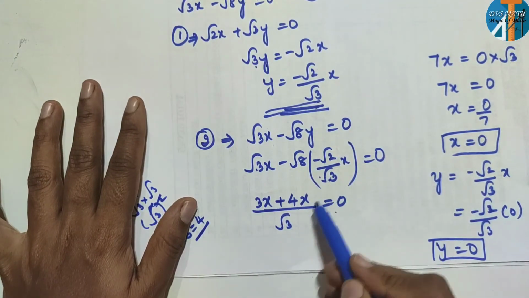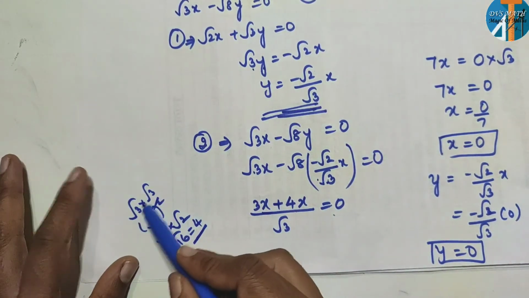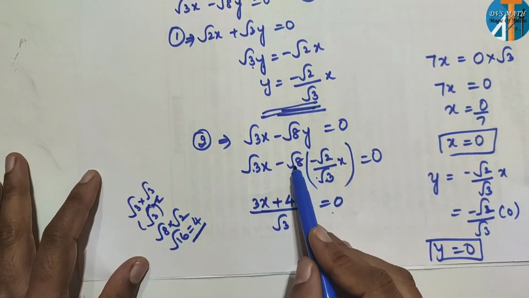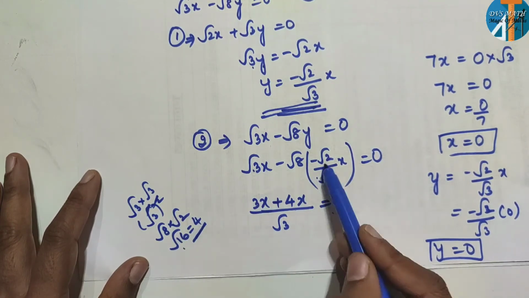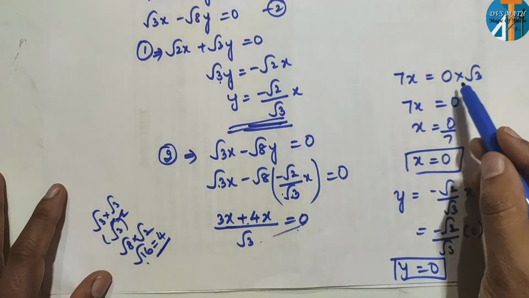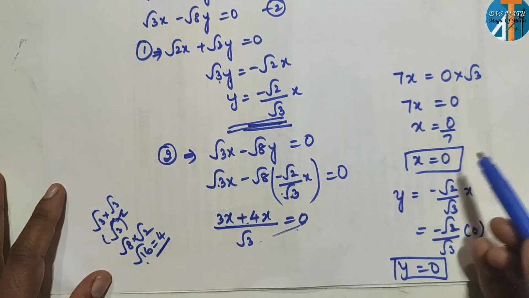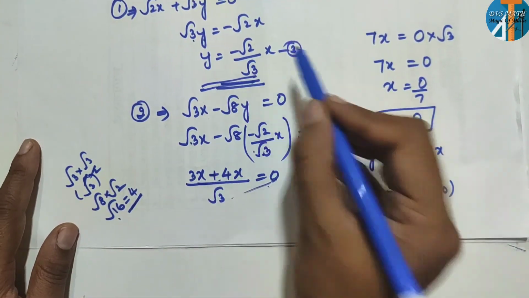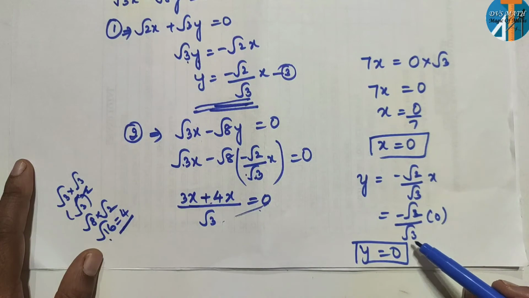Now taking LCM, that is root 3. If root 3 is the LCM, you will multiply this. Root 3 into root 3 is root 3 whole square, so the square root cancels and you will get 3. Then again minus into minus is plus. Root 8 into root 2 you will get root 16, that is 4. So 3x plus 4x is equal to 0. Now if you cross multiply, 0 into root 3 is 0. 3x plus 4x is 7x. X is equal to 0 by 7, so x is equal to 0. If you substitute 0 in this to find the value of y, anything multiplied by 0 is 0. So x is 0, y is 0.